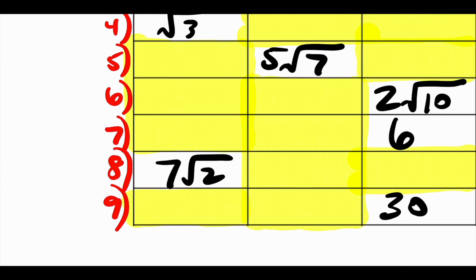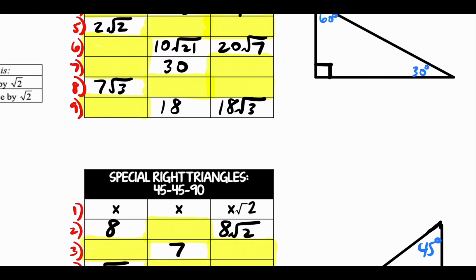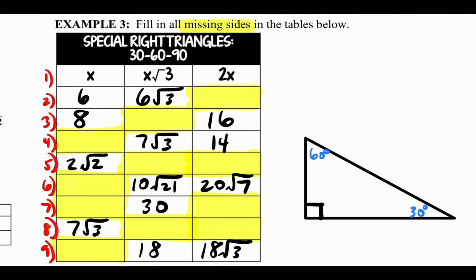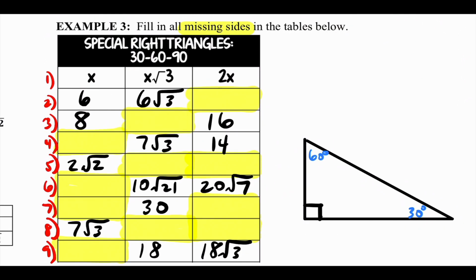Okay, so now the last thing is your practice. This is where you're going to do some practice on your own. I have 2 tables. What I want you to do is fill in the stuff on your table. Make your table look like my table. Do 30, 60, 90 first. The first column is the short leg. The second column is the long leg. And the third column is the hypotenuse. Okay, so fill in the given. This is all the given parts.